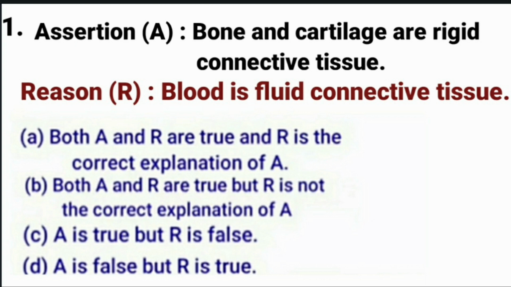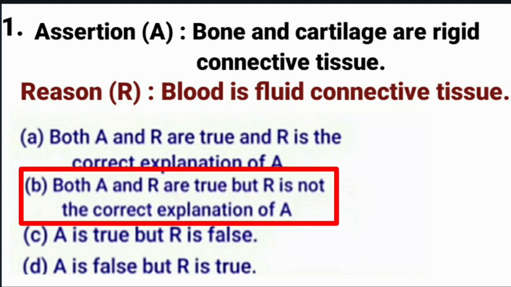In the assertion, bone and cartilage are rigid connective tissues because protein is the framework of cartilage and calcium is the matrix of bone, both of which are strong structures. Here, assertion and reason both statements are true, but reason is not the correct explanation of assertion. So, correct answer is option B. Both assertion and reason are true, but reason is not the correct explanation of assertion.